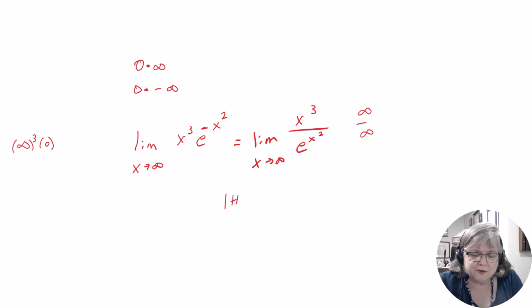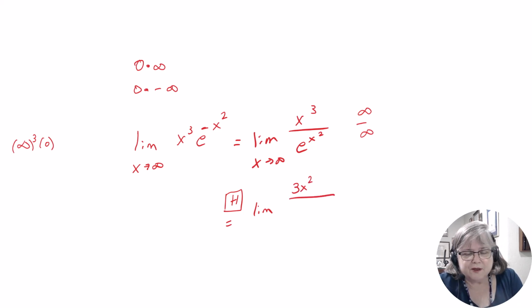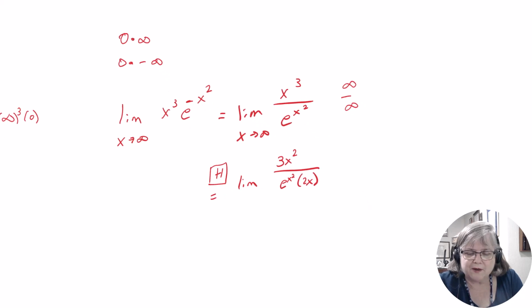So L'Hopital's rule says I can take the derivative of the top, which is 3x squared, over the derivative of the bottom. So the derivative of e to the x squared is itself again, loop back in and take the derivative of the power. So it looks like this. All right. Now, let's look for just a second. So this x right here cancels out one of these x's up there.